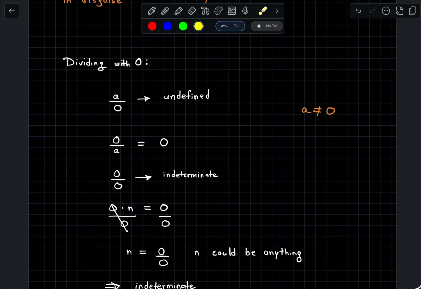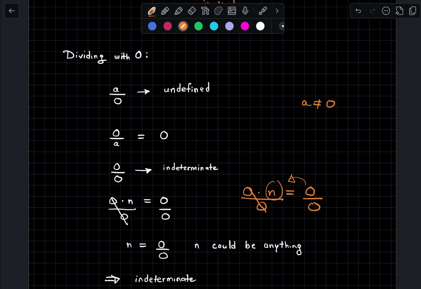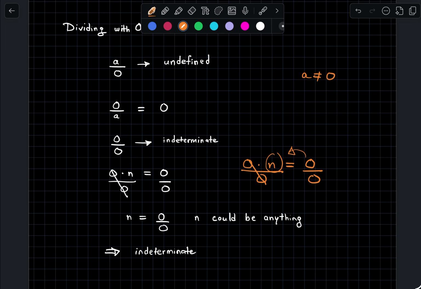The reason for this is if we had a number, say n, we multiplied it by 0, this would give us 0. If we went ahead and tried to divide both sides by 0 now, well, 0 divided by 0 can be anything, because n could have been anything. It could have been 5, it could have been 5,000. We don't have enough information here to figure out what that number is. So for this reason, we consider 0 divided by 0 to be indeterminate in value.